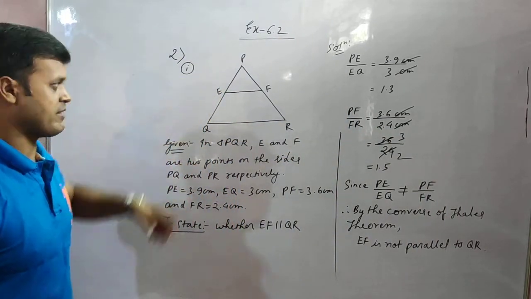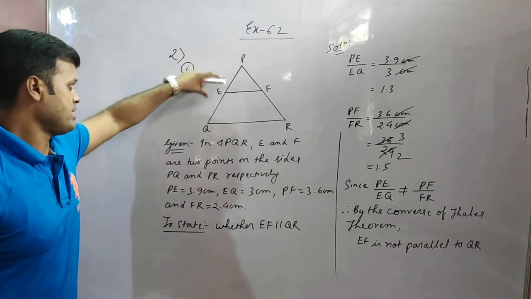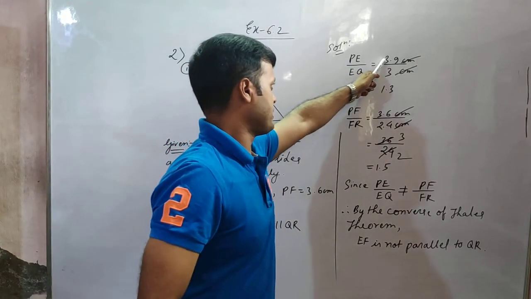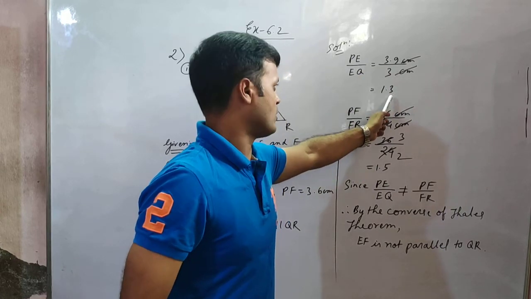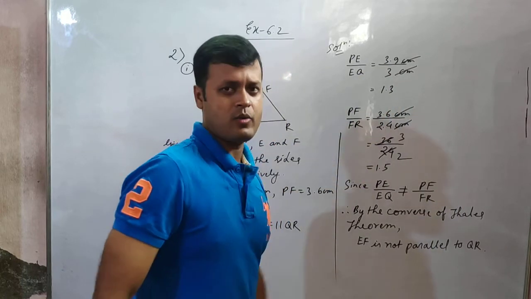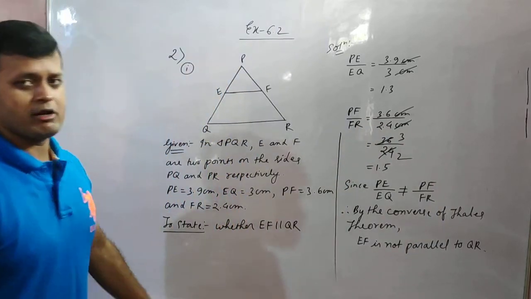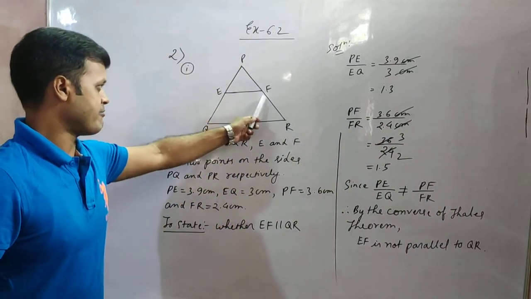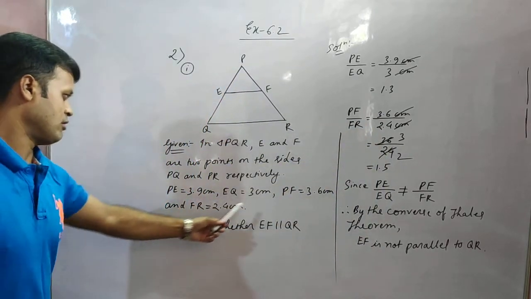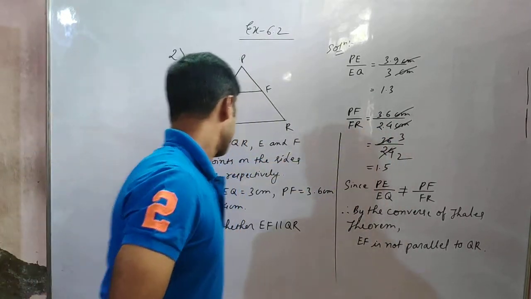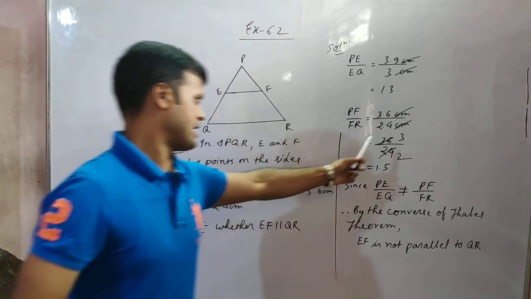PE by EQ we are finding out. Just find out the ratio. What is the value of PE? 3.9. What is the value of EQ? 3. You divide 3.9 by 3. What is the answer? 1.3. Again you find out PF by FR. The value of PF is 3.6, put here. The value of FR is 2.4, put here.